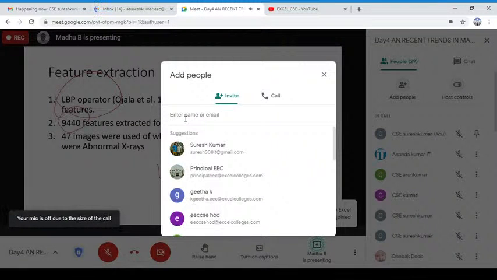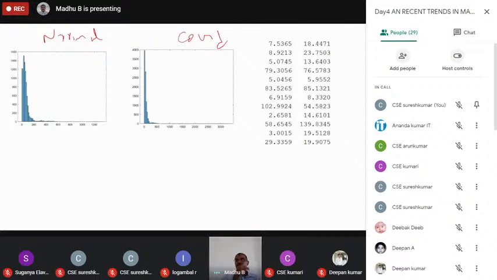30% is used for testing, 70% is used for training. I can also use tenfold cross validation. In tenfold cross validation, what will happen is, if you see here, I have printed the names, I have printed the values obtained by local binary pattern, and I see the histogram something like this.